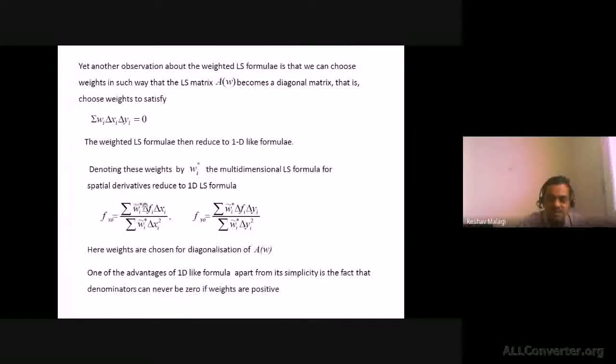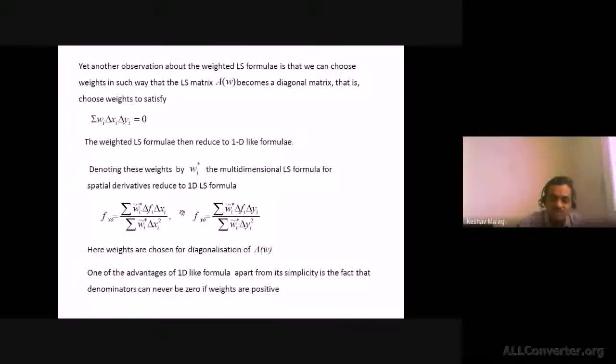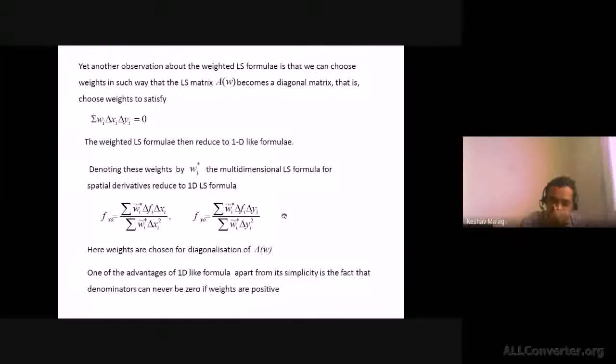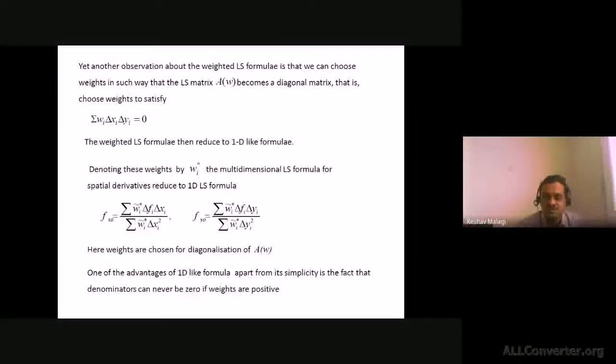There is a lot of detail to this, but I want you to appreciate that there are various ways of choosing this weight, which can lead to very good numerical properties.